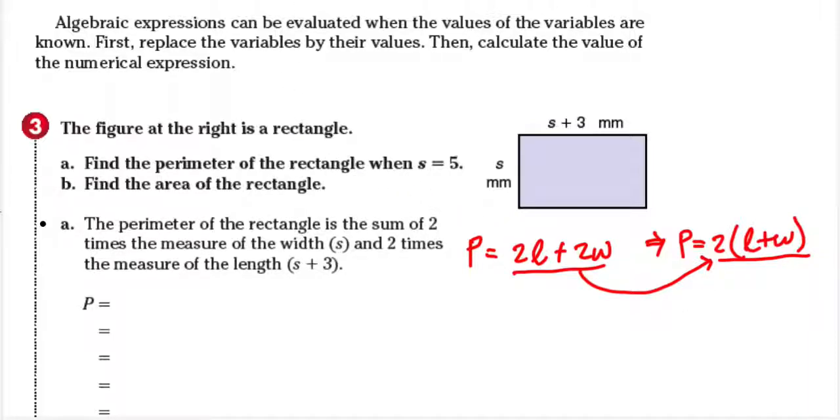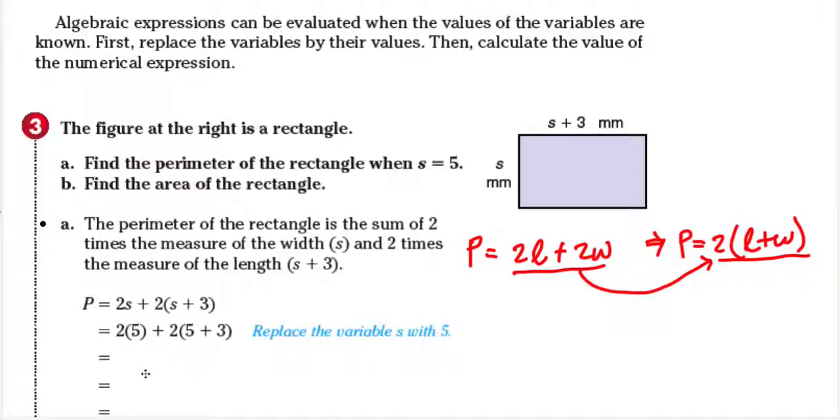Okay, so following the formula for perimeter, which is 2 times the quantity L plus W, we know for a fact that width is represented by S in this case, and length is represented by S plus 3. So you now have 2 times S plus 2 times S plus 3. And substitute the value of 5, when S is equal to 5. So you now have 2 times 5 plus 2 times 5 plus 3.